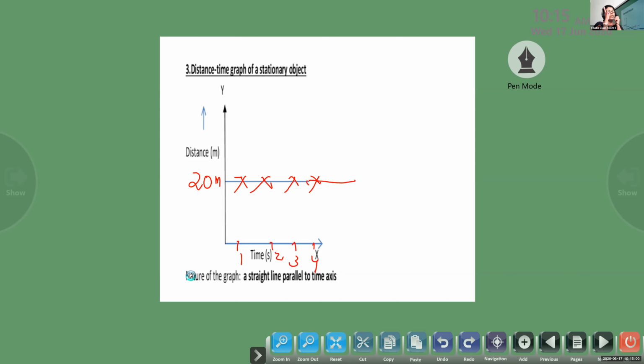Okay, so a stationary object means an object is at rest. In that case, the graph will be a straight line parallel to the time axis. It can be 30 meter, it can be 40 meter, anything like that.